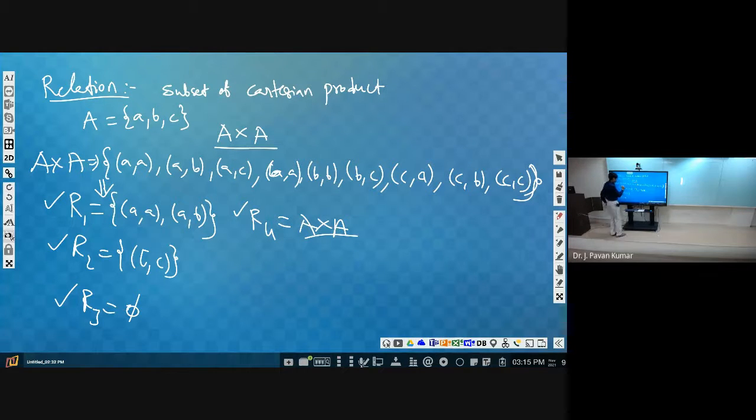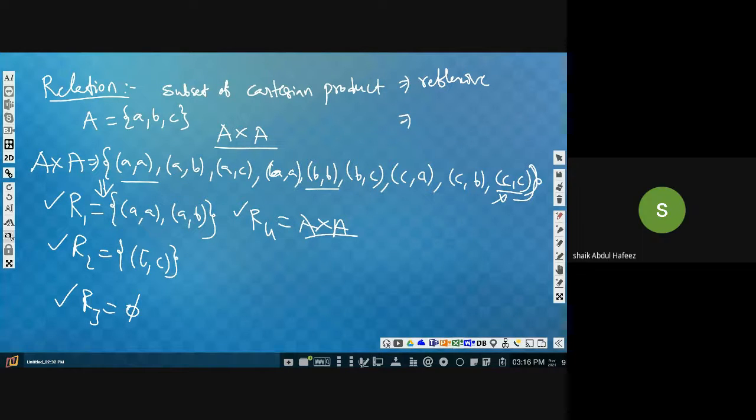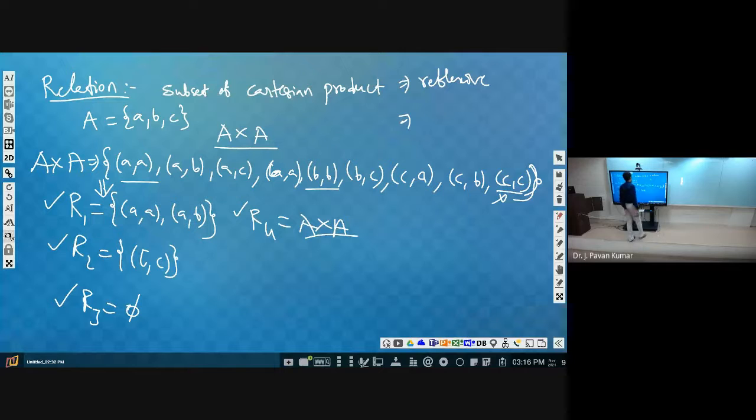Next, if for every element we have these reflexive pairs, A comma A, B comma B, C comma C, then we can say it is a reflexive relation. Next, what is meant by irreflexive? Suppose we don't have C comma C, can we say it is irreflexive? No, sir. It should not also contain A comma A and B comma B. We should not have any reflexive pair, then we can say it is irreflexive.